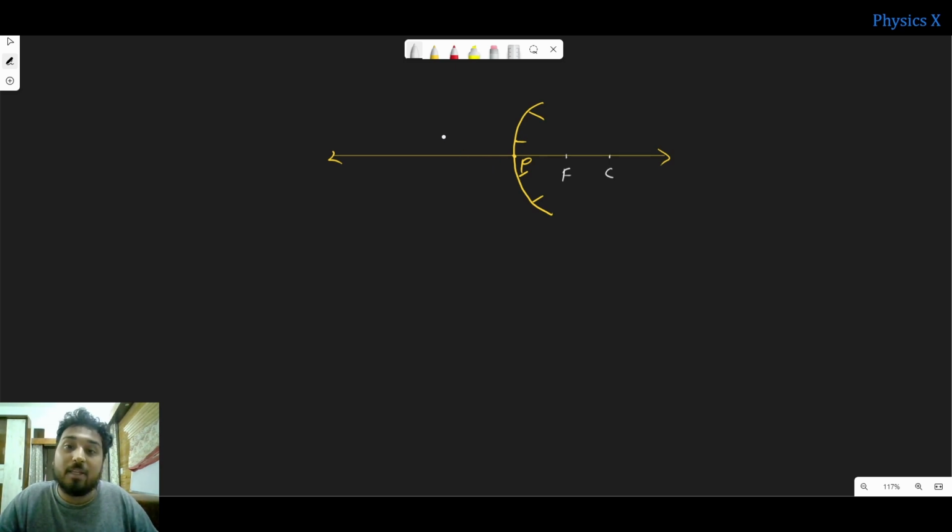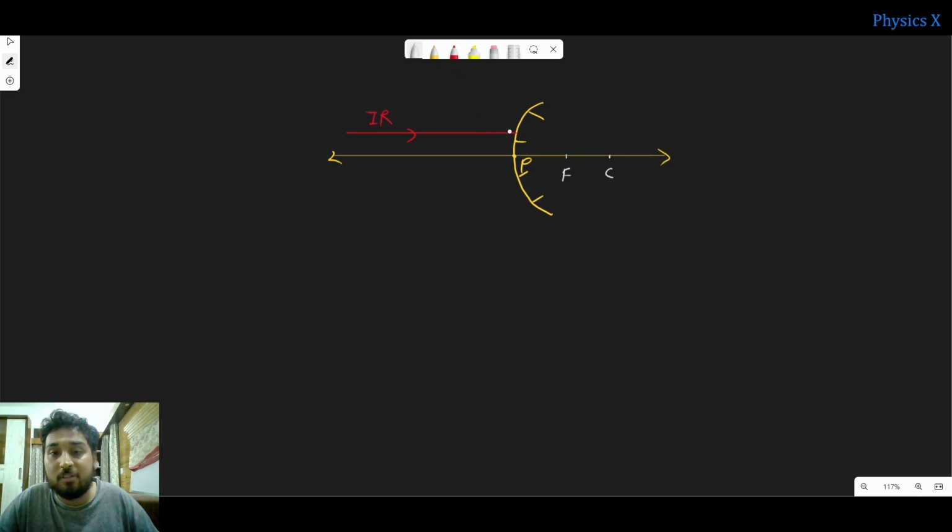Now, what we will be observing is that, suppose the parallel rays are made. These incident rays are made parallel to the principal axis. This is an incident ray made parallel to this principal axis.